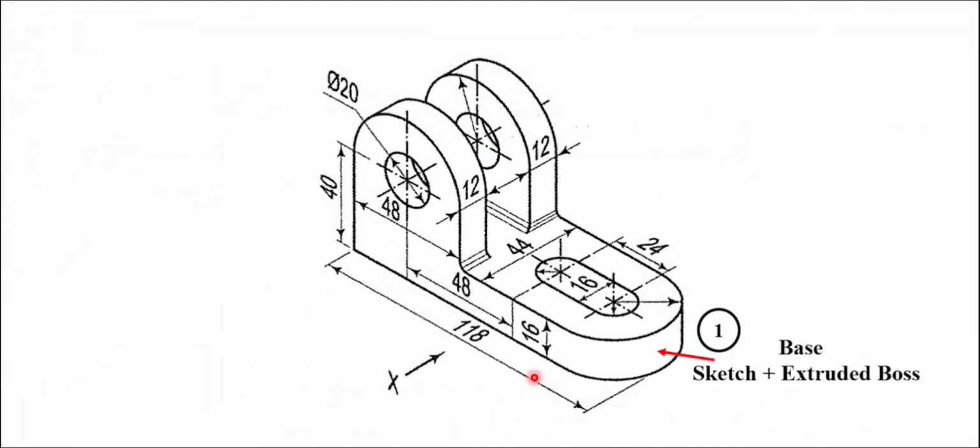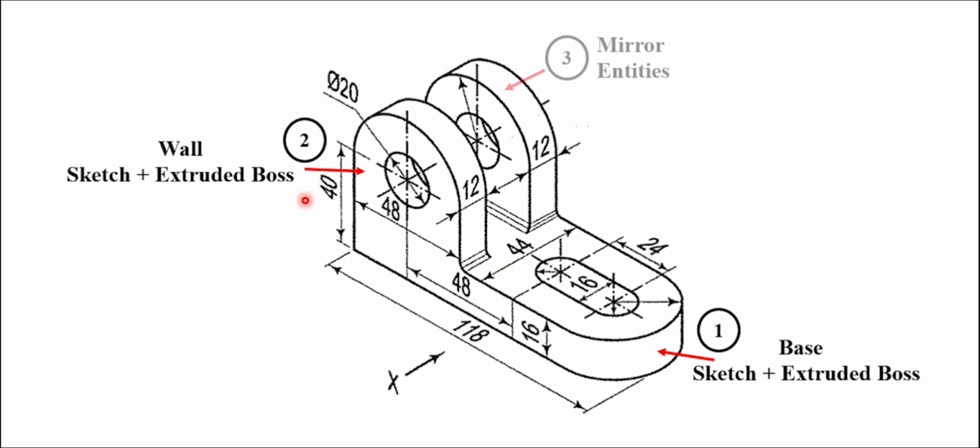First we are going to make a base. In the base we are going to create a sketch and use the extruded boss option. Then we are going to make this wall, again sketch plus extruded boss. Third, for making the second wall we are going to use the mirror entities option, so we'll save our time. Then fourth, we are going to create fillet at the edges. For this we are going to use the fillet option from the features.